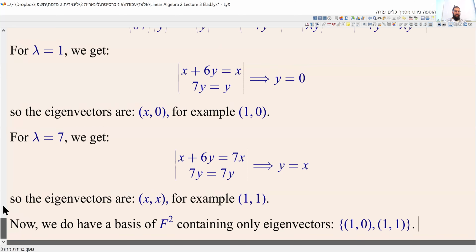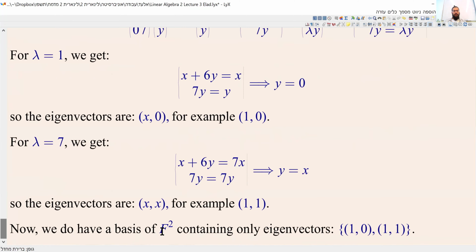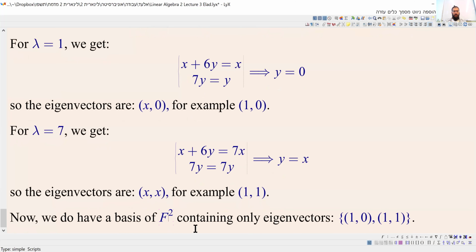I mean, F is the field that we are working above. Default can be R. It's all good by me. But we will talk about the complex numbers from time to time. And a basis of R to the power of 2, two vectors which are linearly independent, is enough for a basis. In R3, you need 3. In R6, you need 6. And so on.